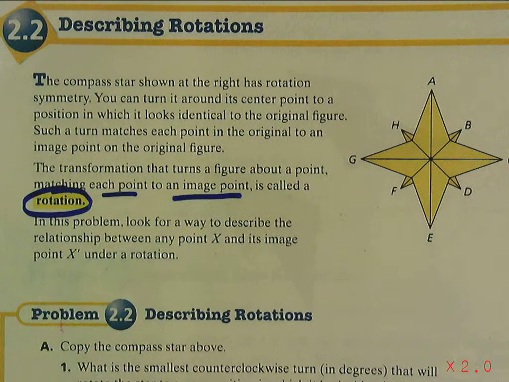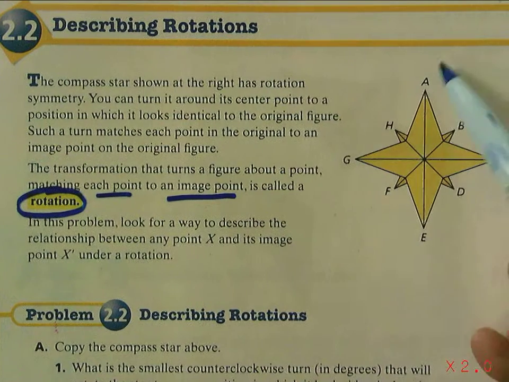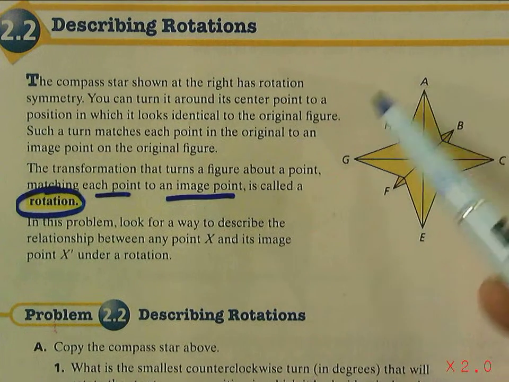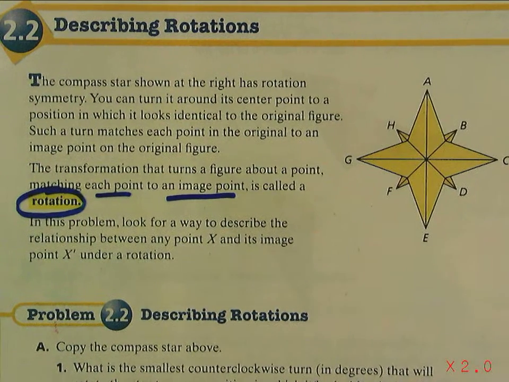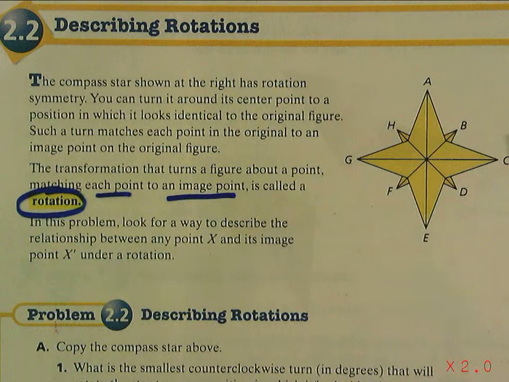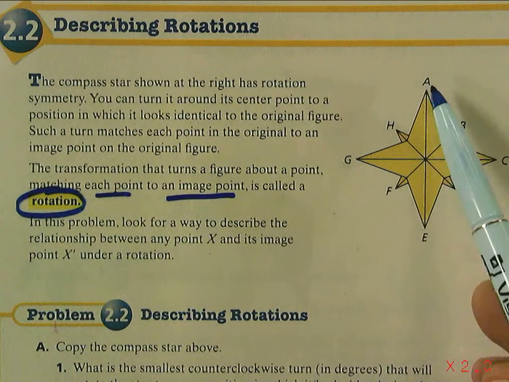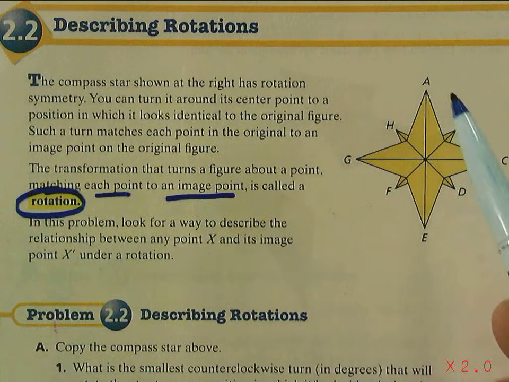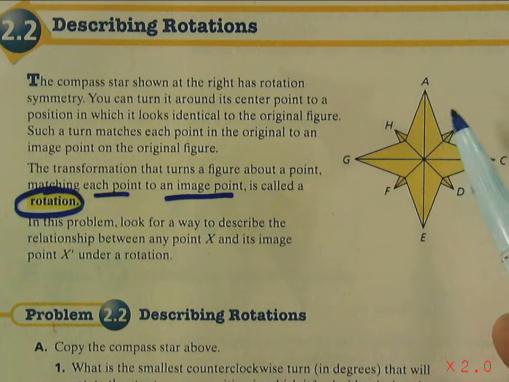We've already looked at that in Investigation 1, and we've seen lots of different types of rotations and things that have rotation symmetry. So in this problem, we're going to look for a way to describe the relationship between any point X on an image and the point X prime under rotation. If we look at the image they give us, you can see it has rotation symmetry. If we rotate it a certain number of degrees, it's going to look the same, even though the letters will be in different places.